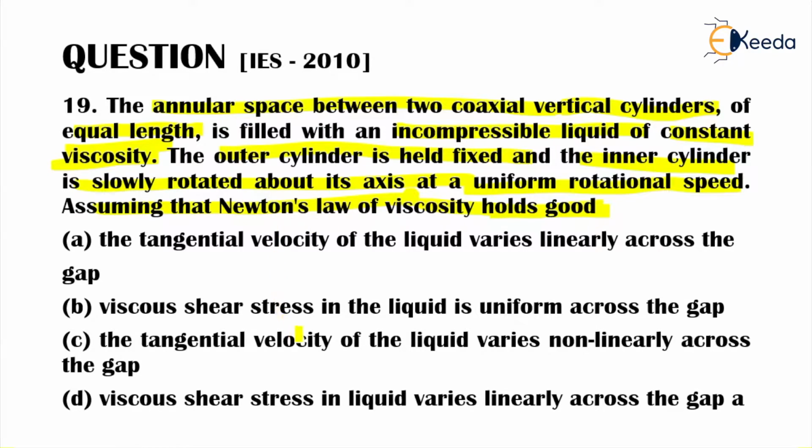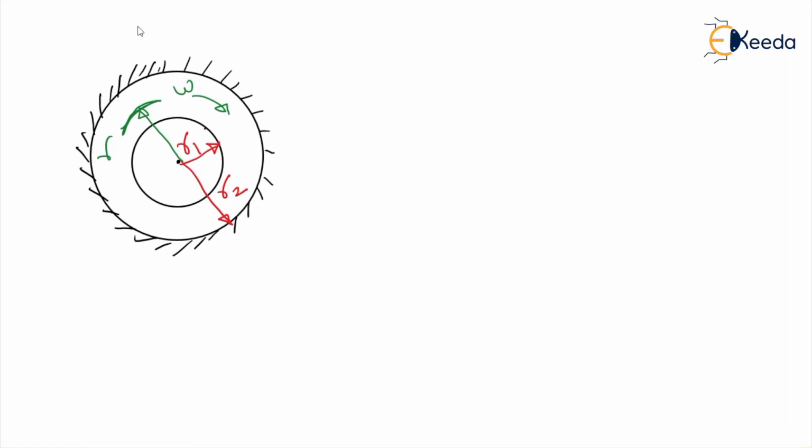Now we need to pick the correct option. In the options, they are saying that the tangential velocity of liquid varies linearly across the gap, and that viscous shear stress in the liquid is uniform across the gap. So somewhere they are asking about velocity, how it will vary with the depth, or viscous shear stress tau, how it will vary across the depth, whether it is constant or variable. That is what we need to calculate. So fine, let us start with this.